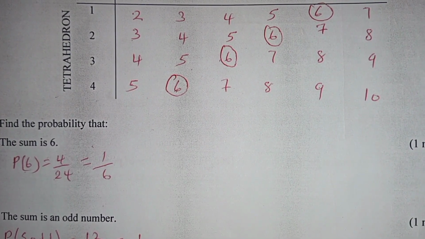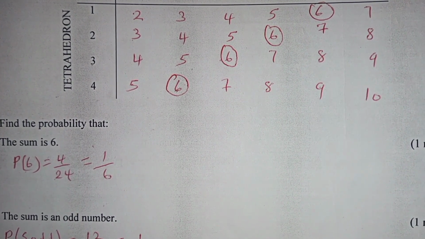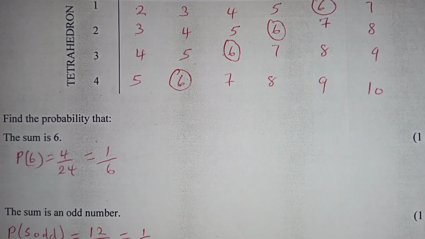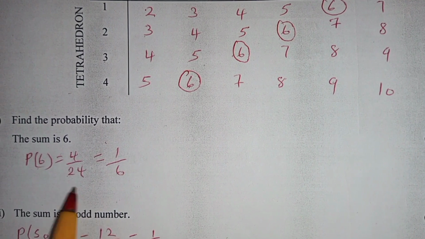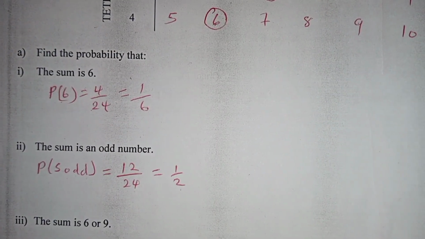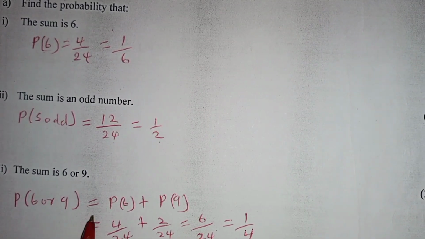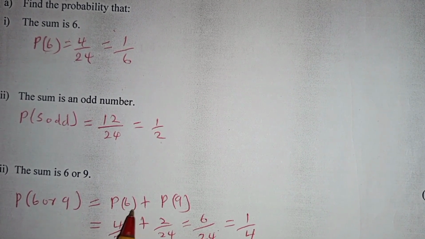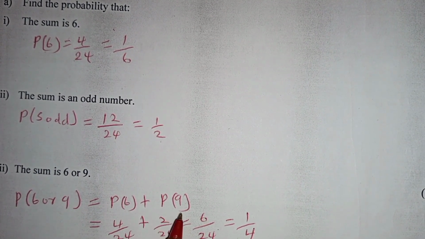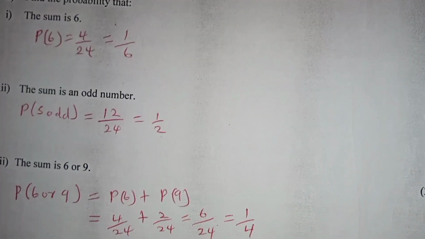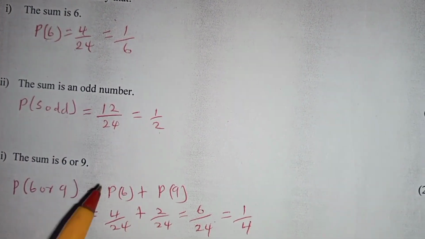Then the sum is 6 or 9. So for 6, we have found it up there. The probability that the sum is 6 or 9 will be given by the probability that the sum is 6 plus the probability that the sum is 9. For the probability that the sum is 6, we have found it here. It is 4 over 24.